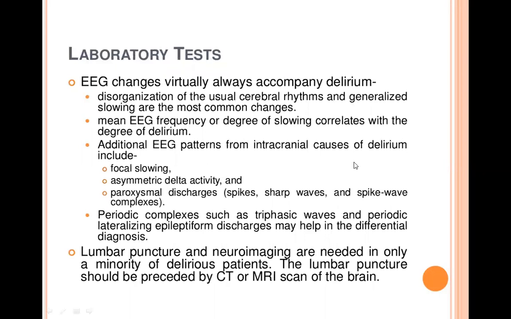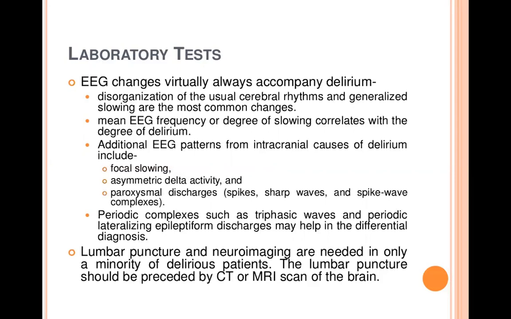So in medical surgical, what laboratory tests do we have to do? First is the EEG, electroencephalogram. Changes virtually always accompany delirium. It disorganizes the usual cerebral rhythm. Means what we will see in the electroencephalogram is the electrical impulses generated by the brain, that will be normal or abnormal.